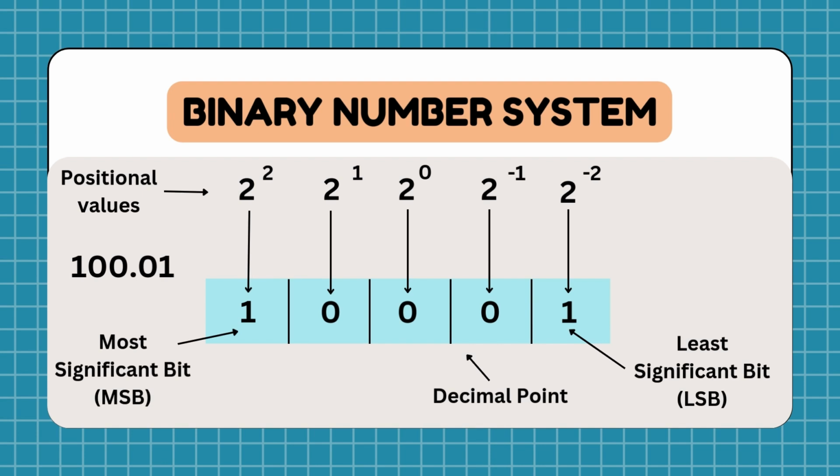For instance, in the number 100.01, the leftmost one is in the 2 squared place, so its value is 4. This is the most significant bit. The middle 0 is in the 2 to the power 0's place, which is 1, and its overall value is 0. The rightmost one is in the 0.25's place, so its value is 0.25. This is the least significant bit. The decimal point separates the whole number part from the fractional part.